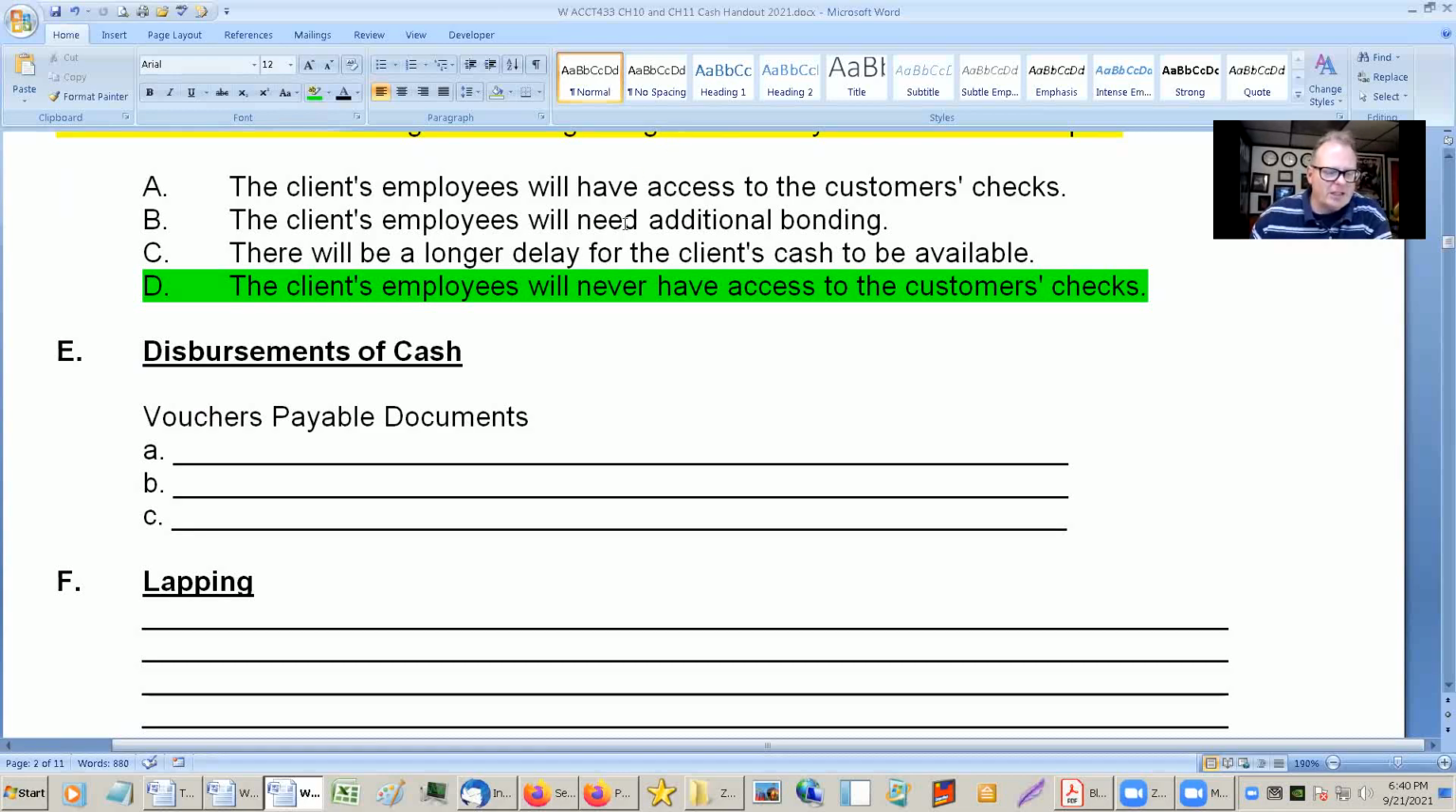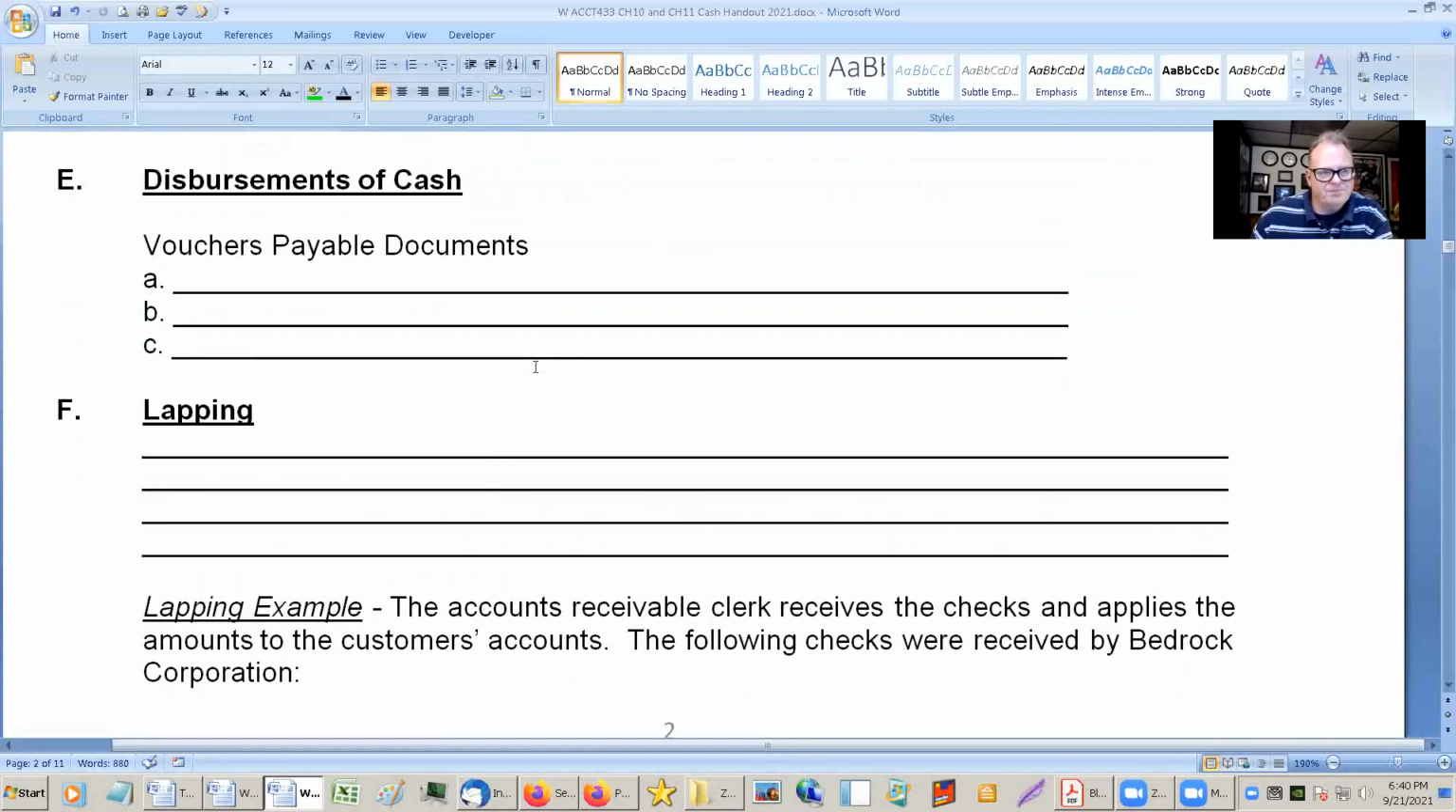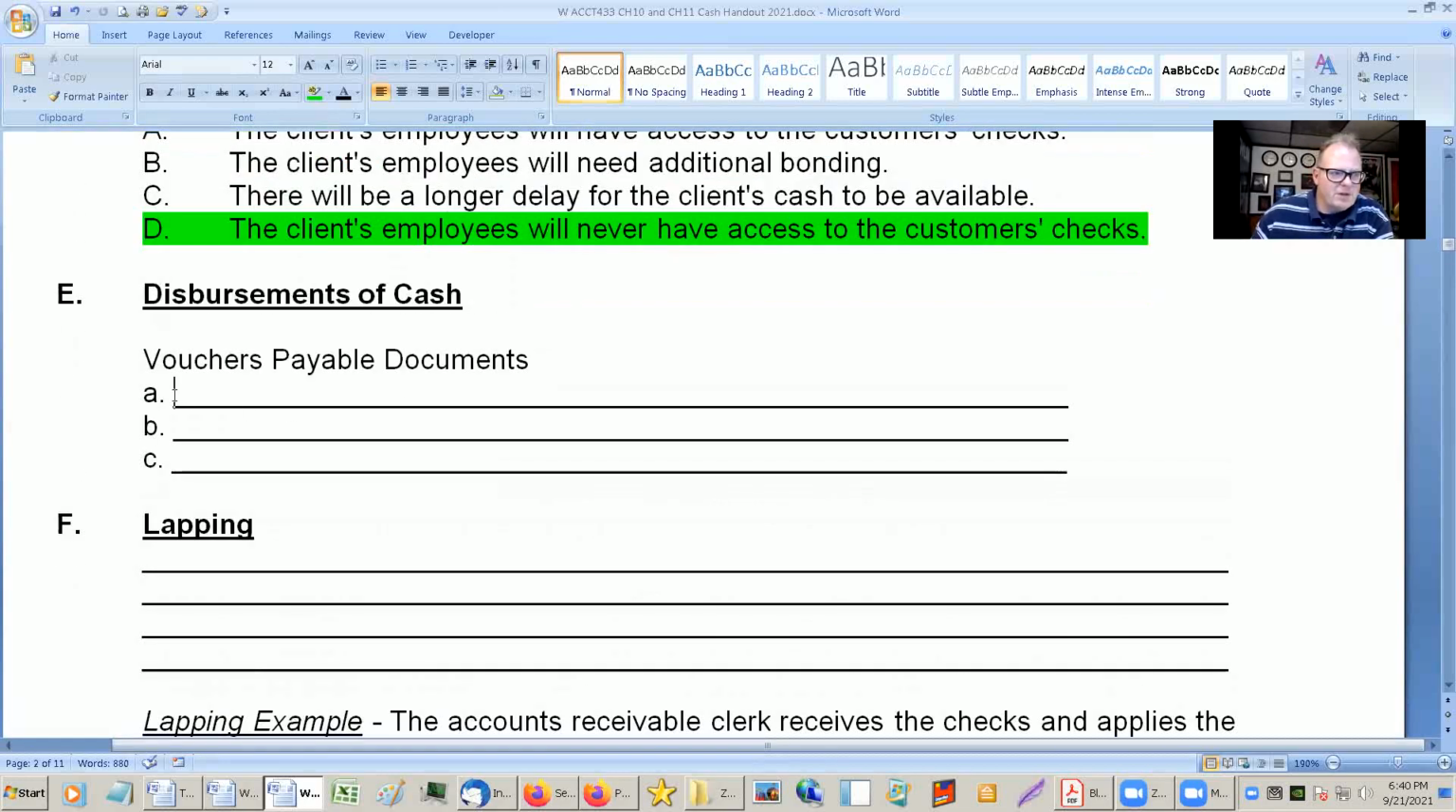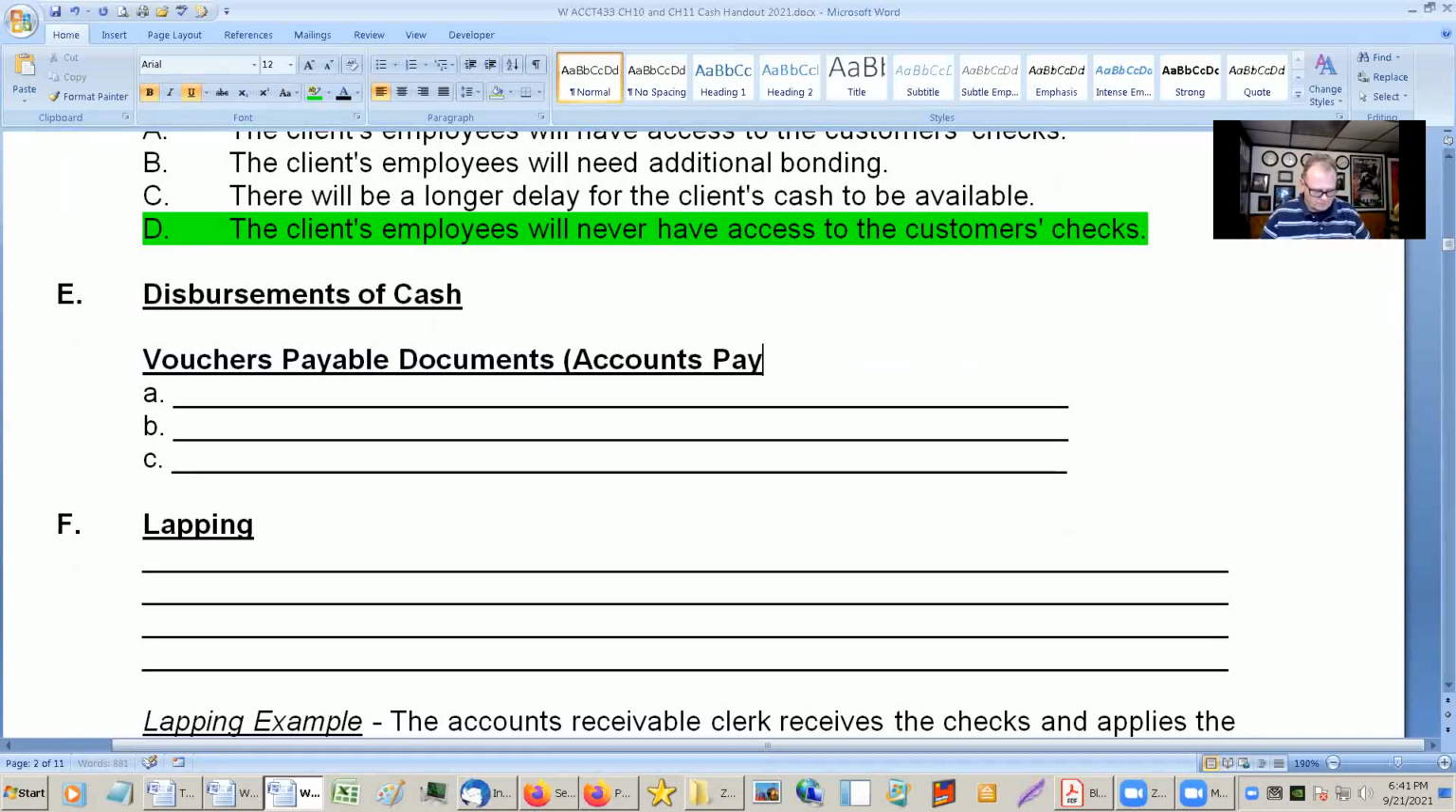Disbursement of cash. We talk about vouchers payable. This is also true for accounts payable, which I'll talk about in a second. This is just a little bit more formal than a normal accounts payable. Okay, a vouchers payable. Here's what happens.